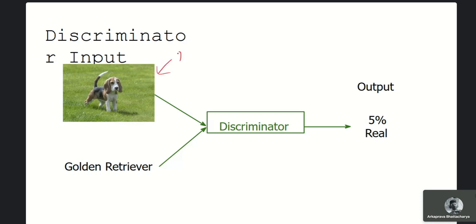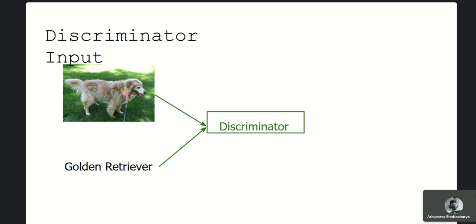Why is this happening? I provided a real image of a beagle dog, which is different from this class information, which is golden retriever. So what happens is the discriminator will consider an image as real only if it is of that class, golden retriever. So even though I provided the discriminator with a real beagle dog image, its output is 5% real. That is, this is again a fake image of a golden retriever.